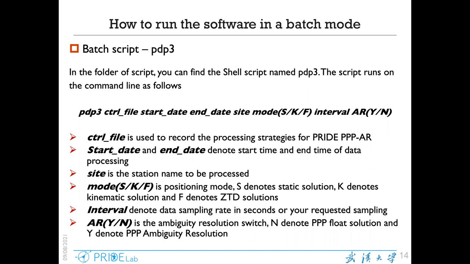to make a decision on which integer numbers are the most appropriate candidates for these float ambiguities. That's based on stochastic information, and we make the best decision according to the knowledge of the float solution. And then we finally fix these float ambiguities to those integers that we think are the best.